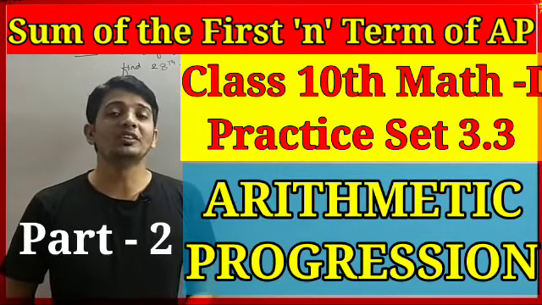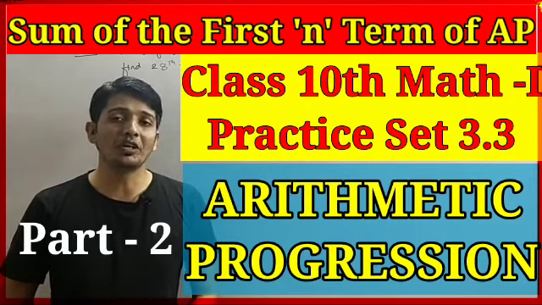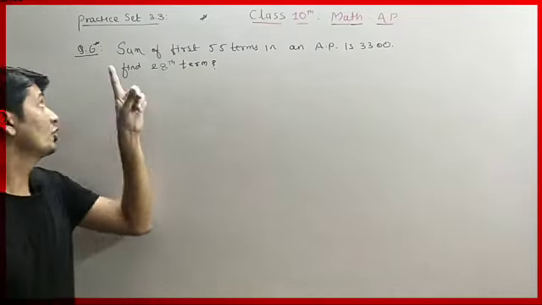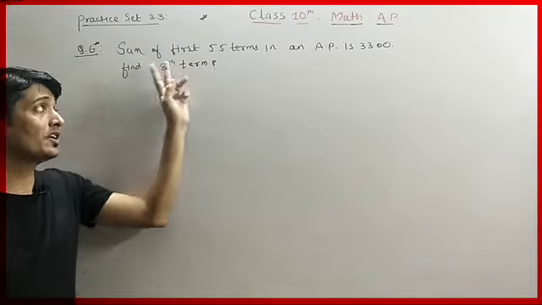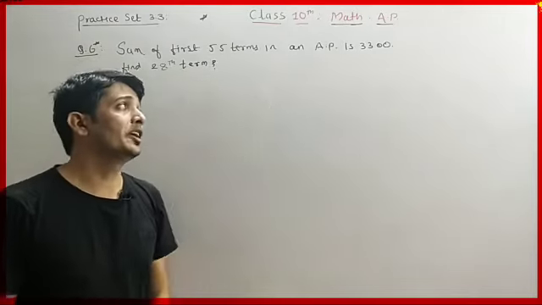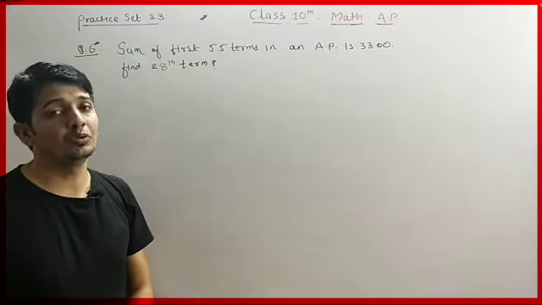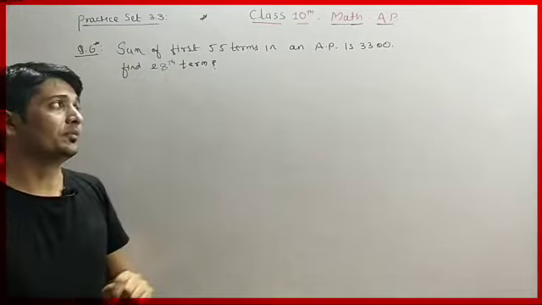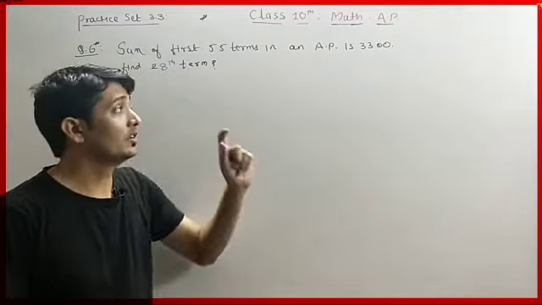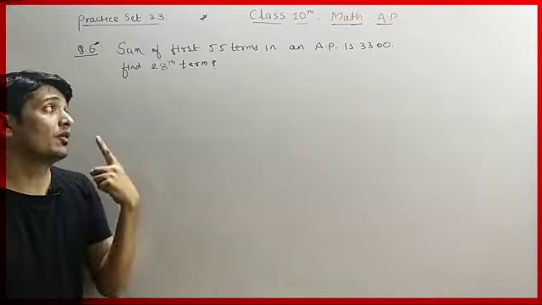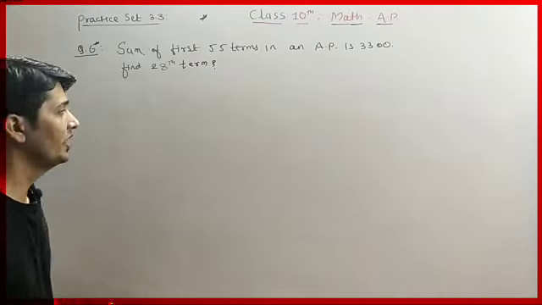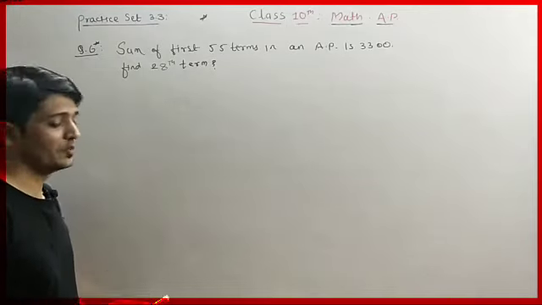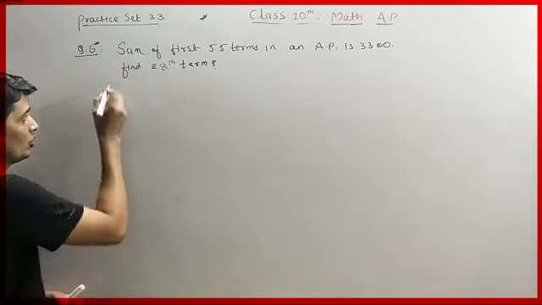So today we are going to solve the next few problems of our practice set 3.3 of our chapter called arithmetic progression. Okay. So here the question number 6 says the sum of first 55 terms of an arithmetic progression is 3300, and find the 28th term. We have the only information that the sum of first 55 terms is 3300. On that basis, we have to calculate the 28th term of the arithmetic progression. Okay. So now we are going to solve.